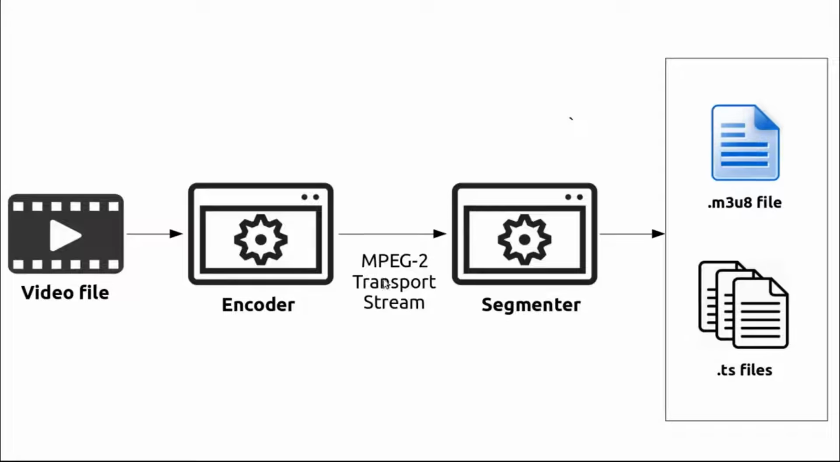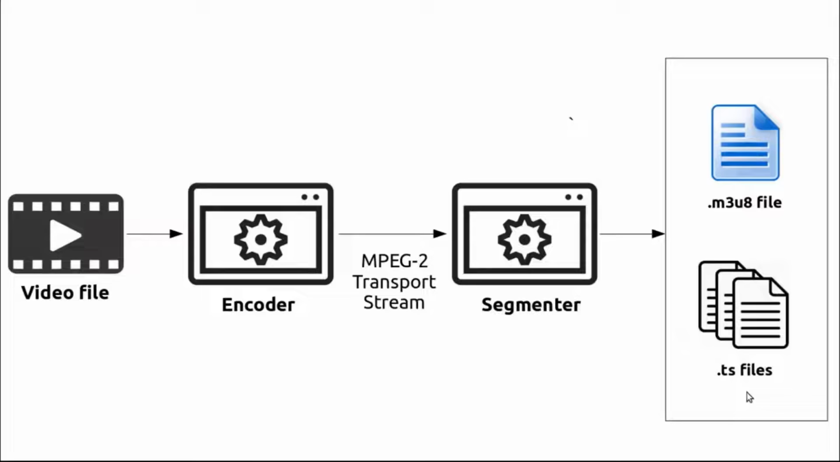Then that particular transport stream that you just created is now passed through a segmenter. What the segmenter will do is segment your complete transport stream into multiple small parts, which we call TS files. TS also means transport stream files. So you have multiple transport stream files for a single video file. A TS file can be anything from 2 to 3 or up to 10 seconds of your video file. That depends upon you.